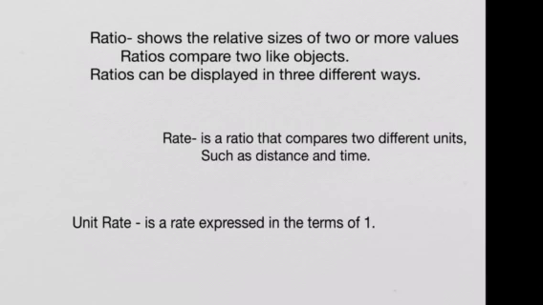So if I go back to one of the original ratios I just talked about, boys compared to girls, I could say there are 8 boys to every 3 girls. So 8 to 3 is the ratio of boys to girls. I could also write it as 8:3, and I could write it as a fraction, 8/3.